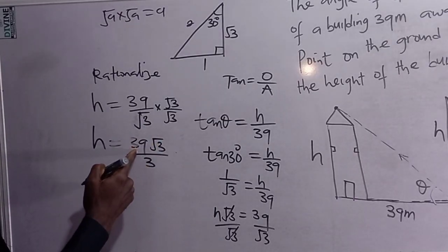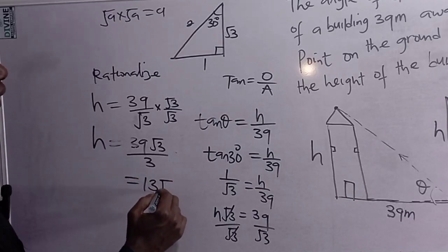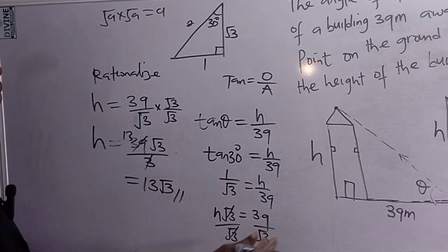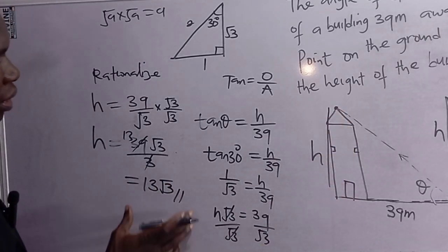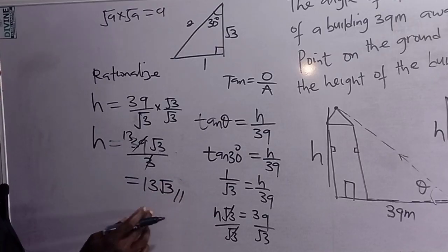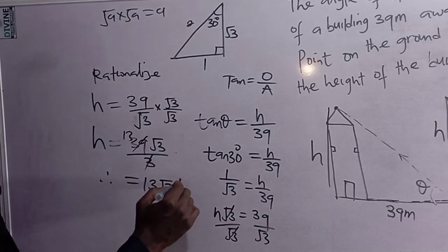3 into 39 is 13. So the final answer is now 13 root 3. Therefore, the height of the building is 13 root 3 meters.